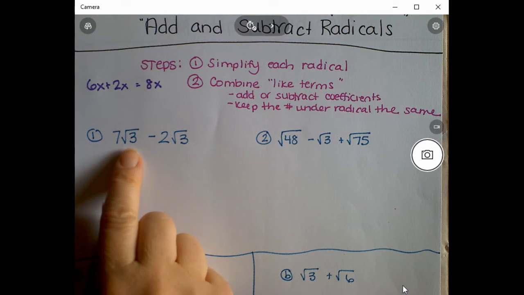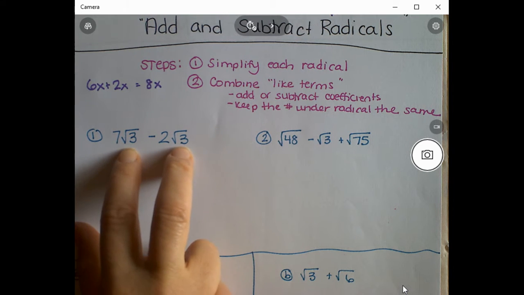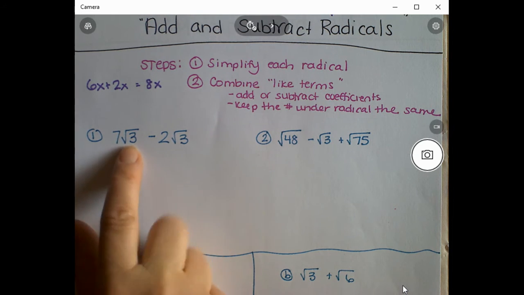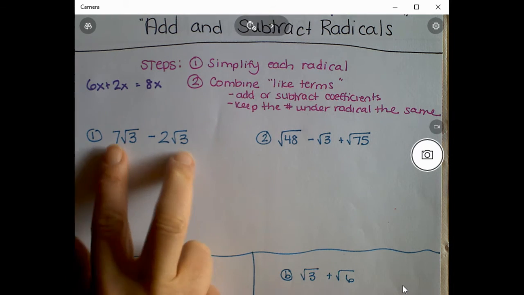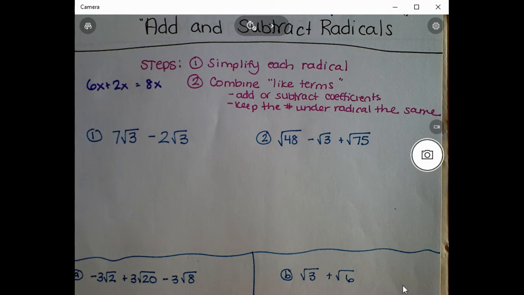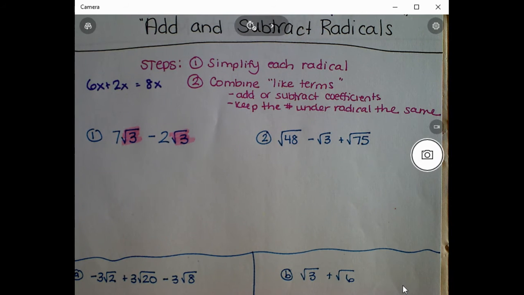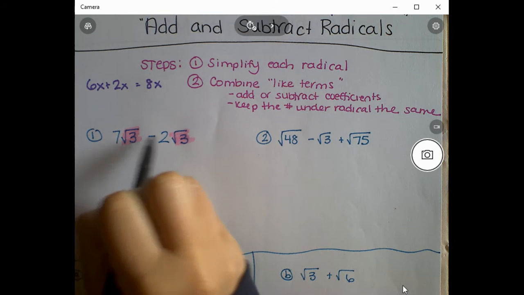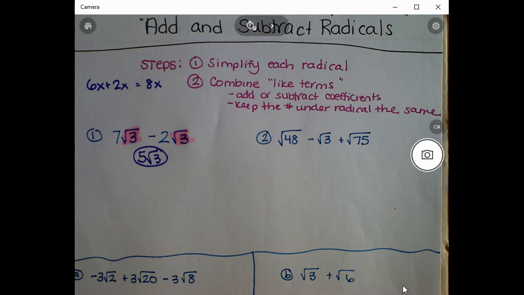So if we have 7 root 3 minus 2 root 3, the first thing we want to do is look at these two numbers and decide, can we simplify? No. Can I simplify? No. So then we look and see if we can combine. Since the radical part is exactly the same, we can combine them like terms. So 7 minus 2 is 5 root 3, and that's the answer. All right, so that's the simplest case.